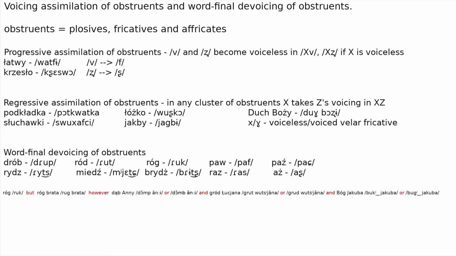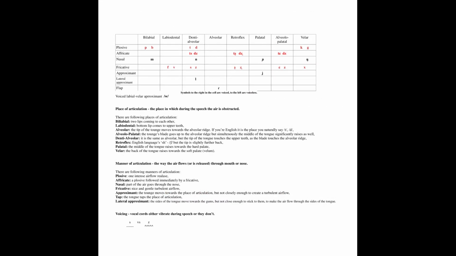We are done with that boring theory which explains how sounds work, and we're going to go into some more practical stuff, starting with voicing assimilation of obstruents. And obstruents are plosives, fricatives, and affricates. So pa, ba, sa, za, cha, ja, and so on and so on. There are two types of assimilations.